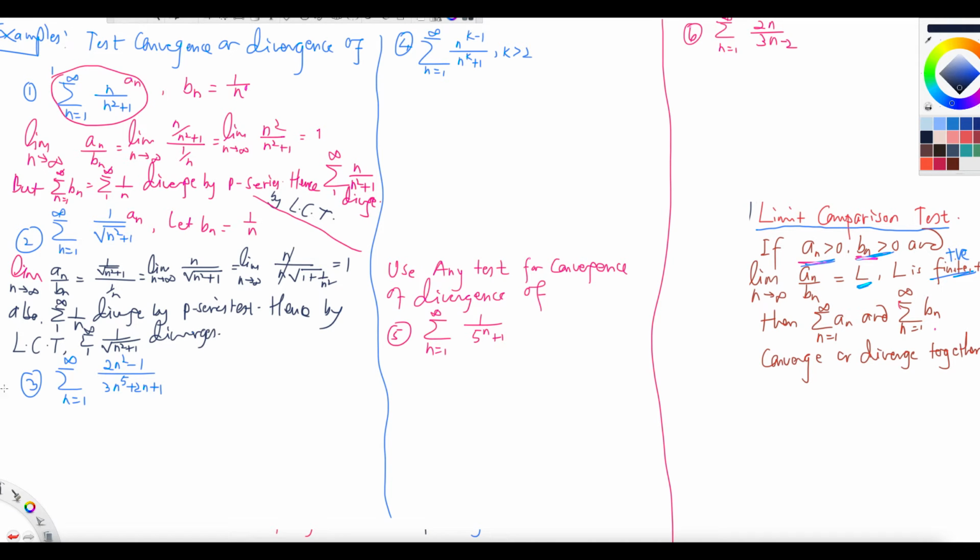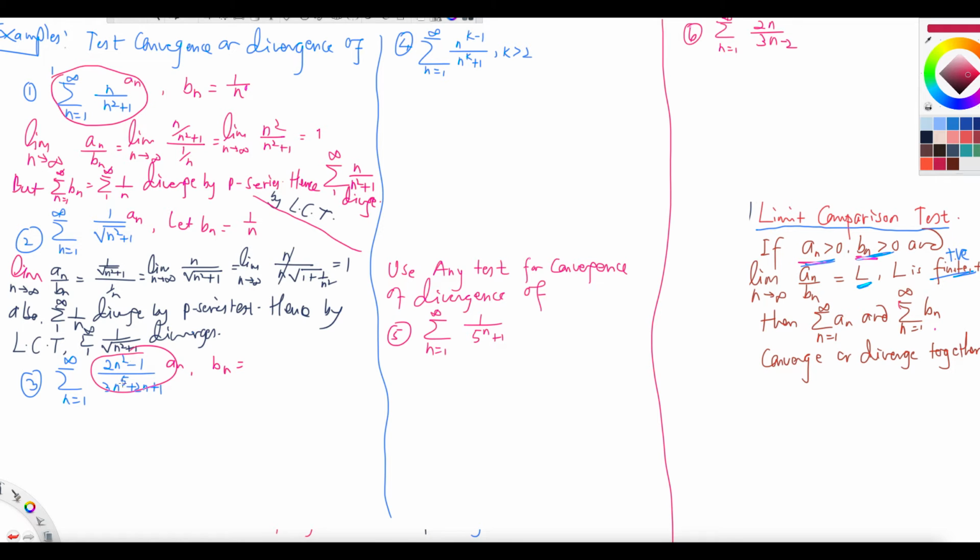So it diverges. Okay, so how about number 3? What should be Bn? So this one is definitely An, right? What should be the Bn then? Let's look at that. What is the highest degree term here? It is 2n square. What is the highest degree term here? It is 3n to the 5th.